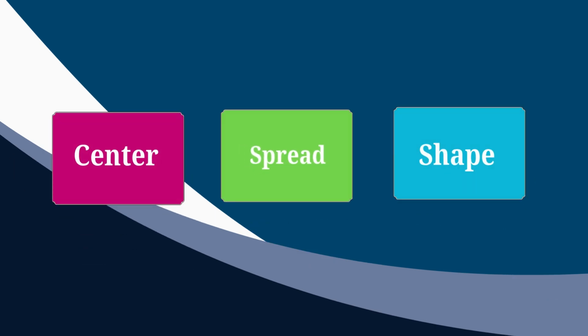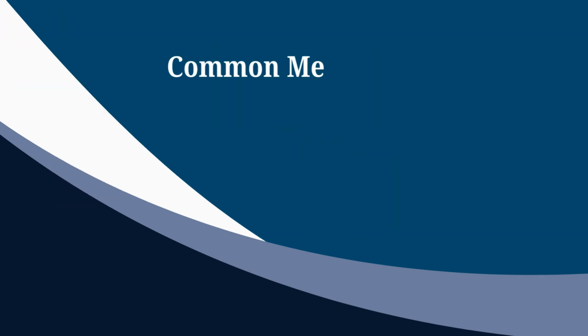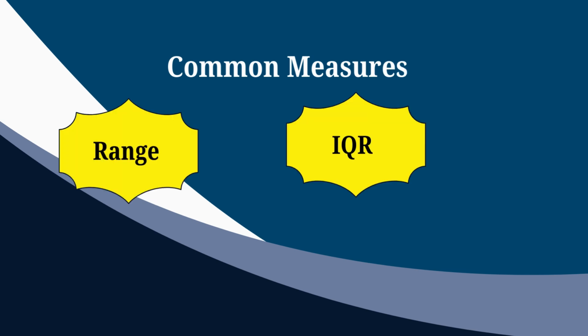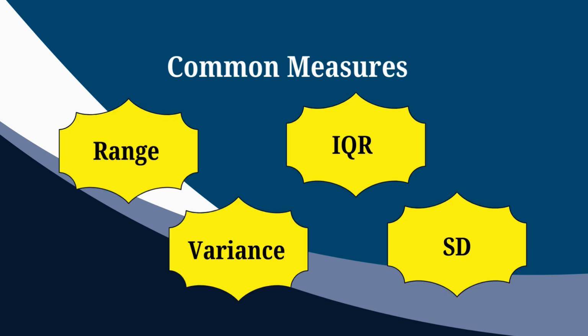Measures of spread. While central tendency tells us where data is centered, measures of variability tell us how much data fluctuates. Two data sets can share the same mean but vary dramatically in their spread, and spread often reveals more than the average itself. Common measures of spread are range, interquartile range, variance, and standard deviation.